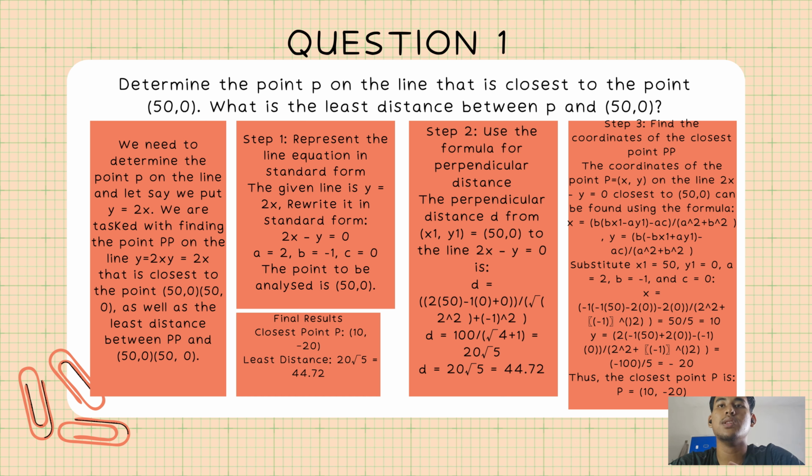Right now we use formula 2, and we substitute the values of a, b and c. Then we got the answer. The closest point is (10, -20). So the final result: the closest point is (10, -20), and the distance is 44.72.